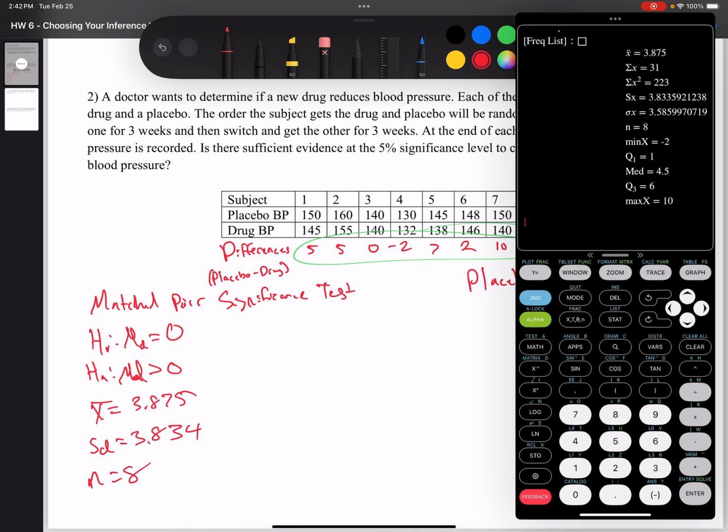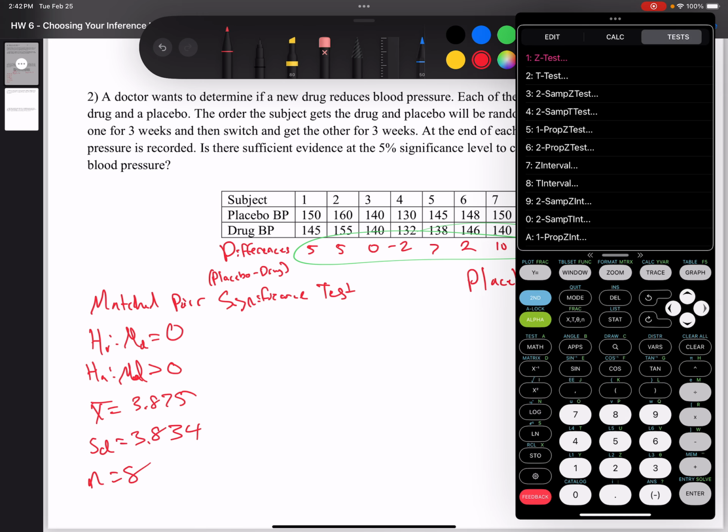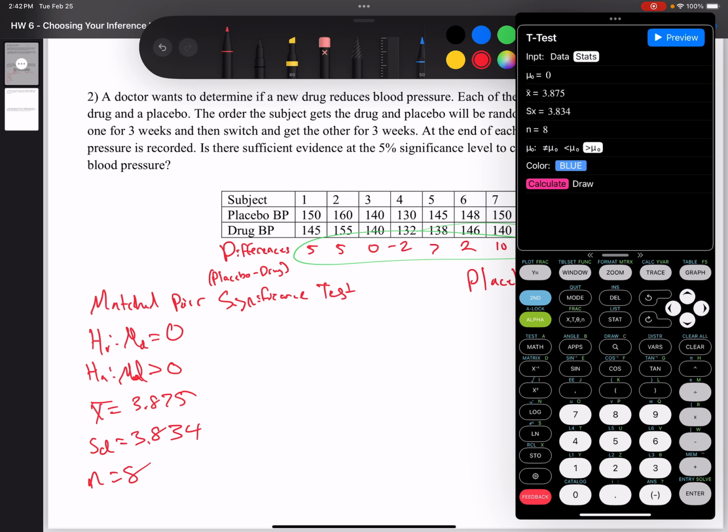From here, we're going to use our calculator to run our test. So remember, stat, go over to tests. This is a T test since we don't know anything about the population. You could absolutely use the data if you wanted to, but I'm going to use the stats just because I have all those numbers. So for our mean, our mu naught is going to be 0, and I got the mu naught from my null hypothesis.